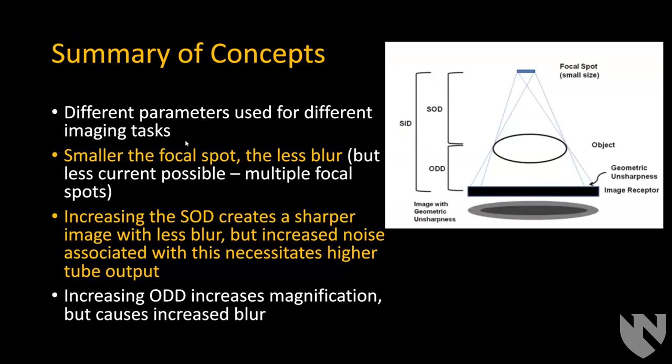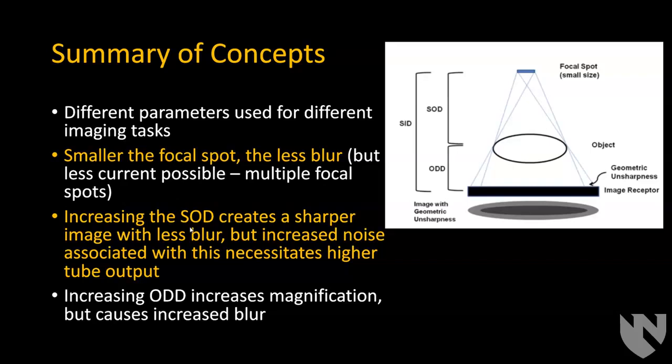So you choose different parameters of your imaging technique for different imaging tasks. If you have a smaller focal spot, you'll have less blur, but you have issues with overheating if you have too small of a focal spot. Depending on the amount of radiation you want to use, that may or may not be a problem. A lot of machines will have multiple focal spots, and they'll automatically change between them depending on what task you've told the machine you're trying to do.